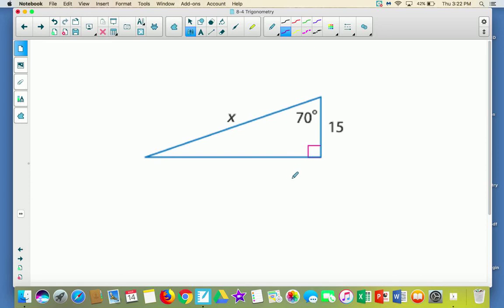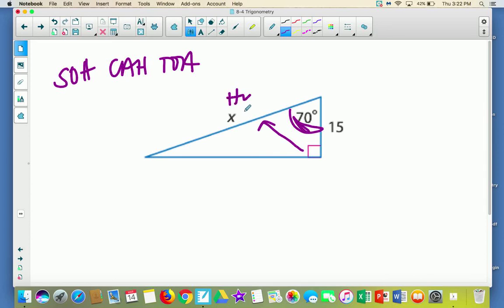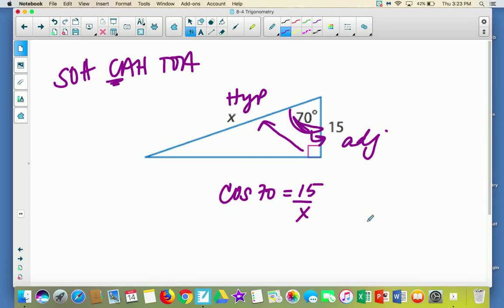Here's the next example. Go ahead and pause the video and write this down. Okay, so which trig function should we use? In SOHCAHTOA, let's look, it's in relation to 70 because that's our angle given. So across from 90, the x, that's going to be your hypotenuse. And then next to 70, that is adjacent. So which one of these is the adjacent and the hypotenuse? Cosine. So you're going to use the cosine of 70 equals 15 over x.